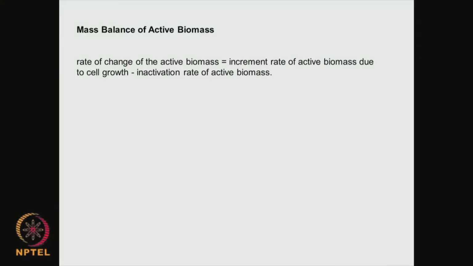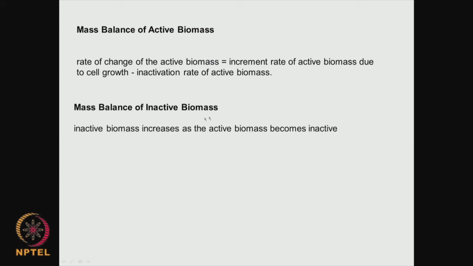Okay, so, we have different terms. We can have a mass balance of active biomass, the rate of change of the active biomass, that is you may have a d by d time term, the increment rate of active biomass due to cell growth, minus the inactivation rate of active biomass. So, some active biomass is becoming inactive, and the biomass is growing because of the cell growth. These are these two. On the left hand side we have the rate of change of the active biomass.